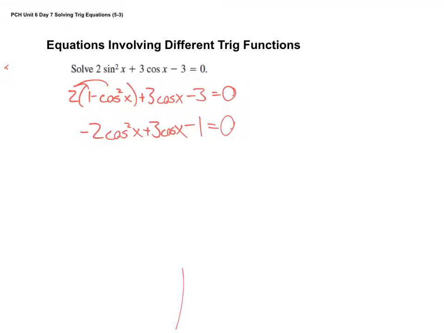Now everything's in terms of the same unknown. We have that same cosine of x that we're trying to figure out. Okay? Now, whether you choose to do factoring or the quadratic formula is kind of up to you. This one actually can be factored.